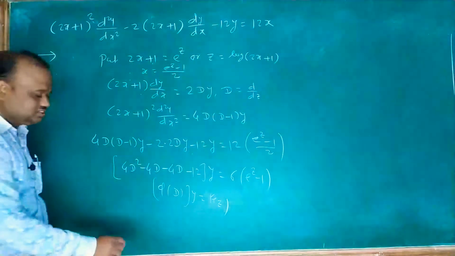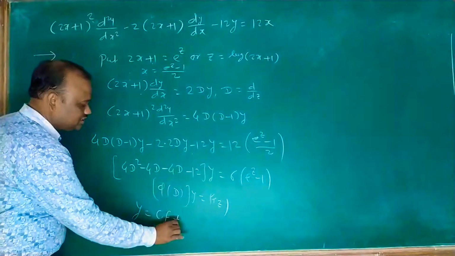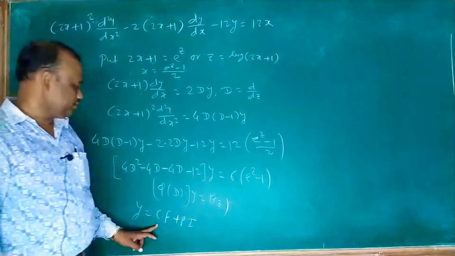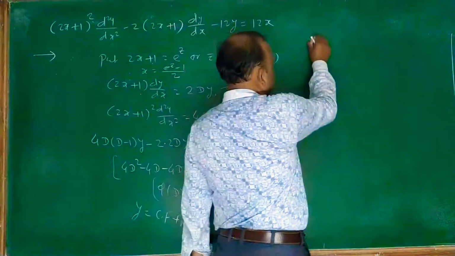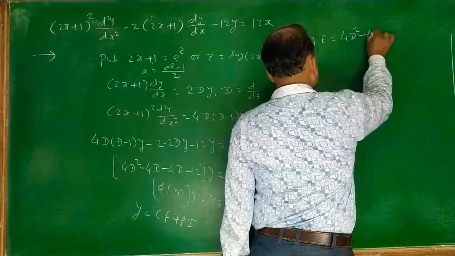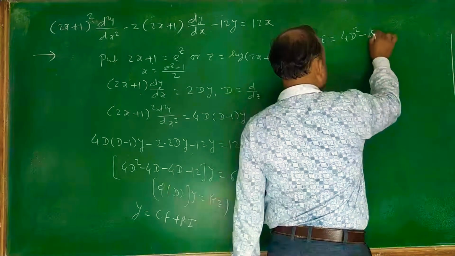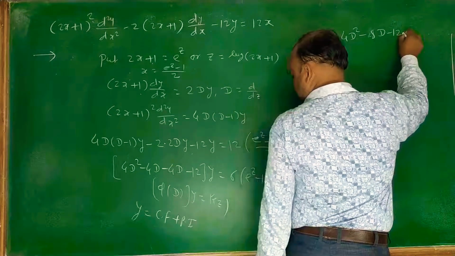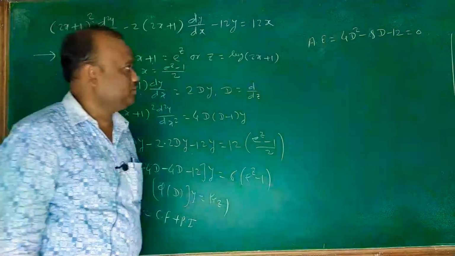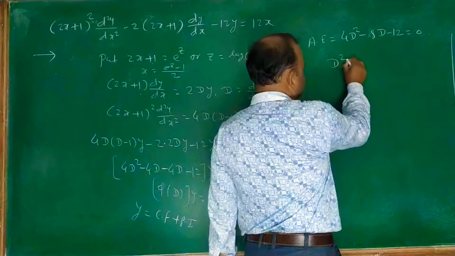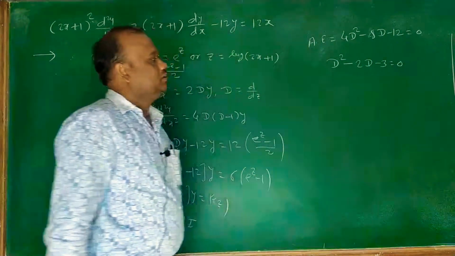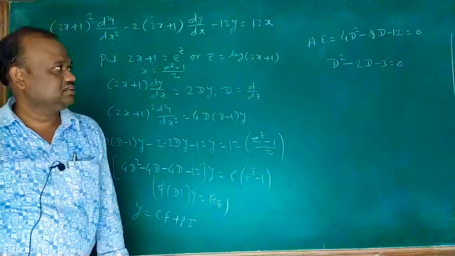Now what is the complete solution? Its solution is y is equal to CF plus PI. So for this we have to find first the complementary function and then the particular integral. For the complementary function we want the roots of the auxiliary equation. So the auxiliary equation is 4D square minus 4D minus 8D minus 12 is equal to 0. Now how do we find the roots here? If we divide throughout by 4, then this becomes D square minus 2D minus 3 equal to 0.